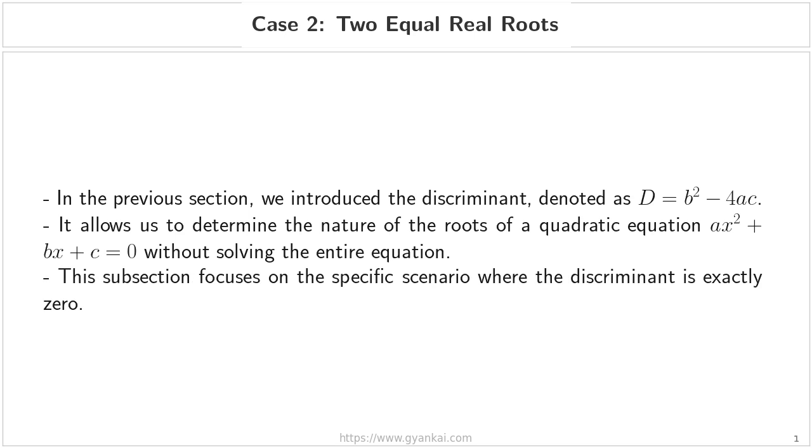Today, we are going to narrow our focus. While we previously looked at what happens when the discriminant is positive or negative, this specific subsection focuses on the unique scenario where the discriminant is exactly equal to 0.